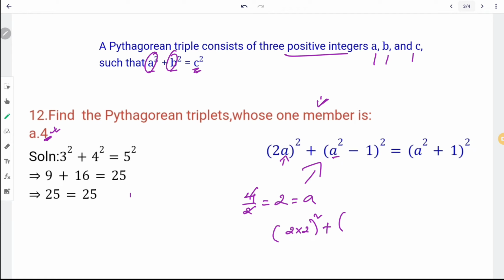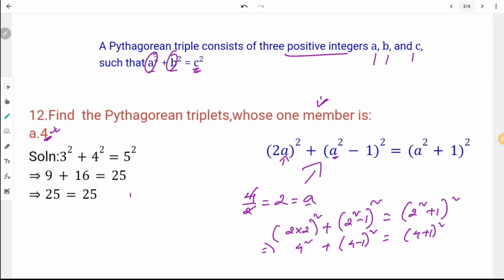Plus again here a square. A is how much? A is 2, so (2 square minus 1) the whole square, and then (2 square plus 1) the whole square. So 2 2s are 4. All right, then the square is 0, so write it down. Then here 2 2s are 4 minus 1 the whole square, and here 2 2s are 4 plus 1 the whole square. So I'm going to get here 4 square.